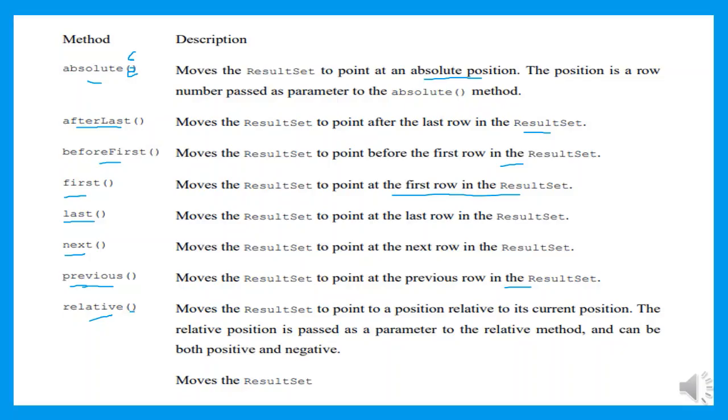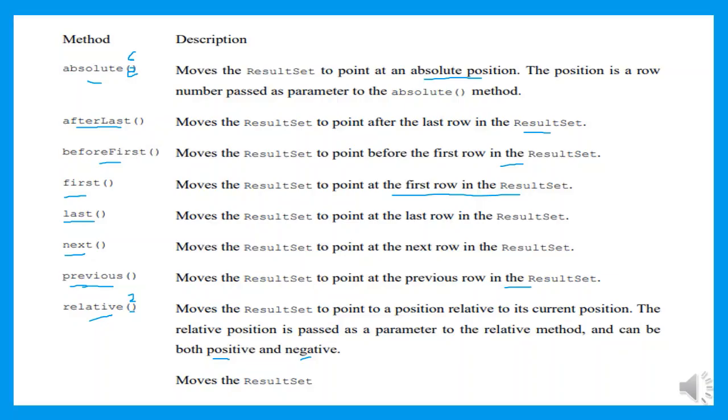The relative method moves the result set to point to the position relative to its current position. The relative position is passed as a parameter to the relative method and can be both positive and negative. If it is passed as a positive value, the cursor moves in the forward direction. If you pass a negative value, the cursor moves in the negative direction. Now assume that the cursor is in the second position and I want to go to the fourth row. So I will specify 2 as an argument to the relative method. Now when I pass the argument 2 to the relative method, the cursor will be pointing to the fourth row.